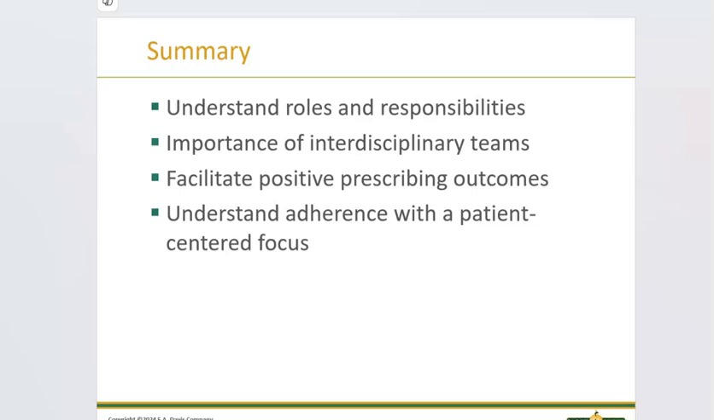Use your resources and use your interdisciplinary teams. Listen to the input of those around you and bring the experts and their opinions in. You can help facilitate. You can be the biggest impact, you yourself, on how you treat your patients and what you choose to do. You will be a huge driving force for good or for bad when it comes to positive prescribing outcomes.